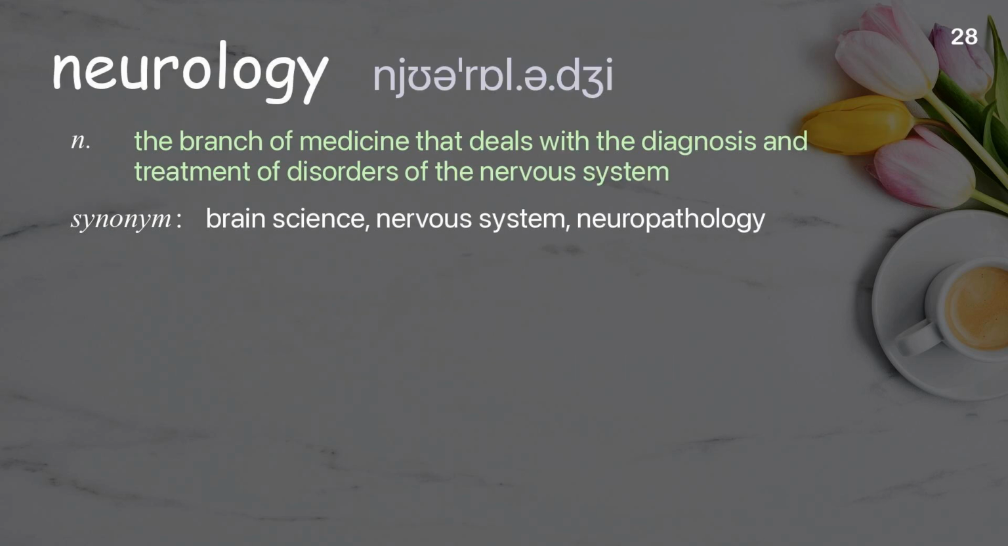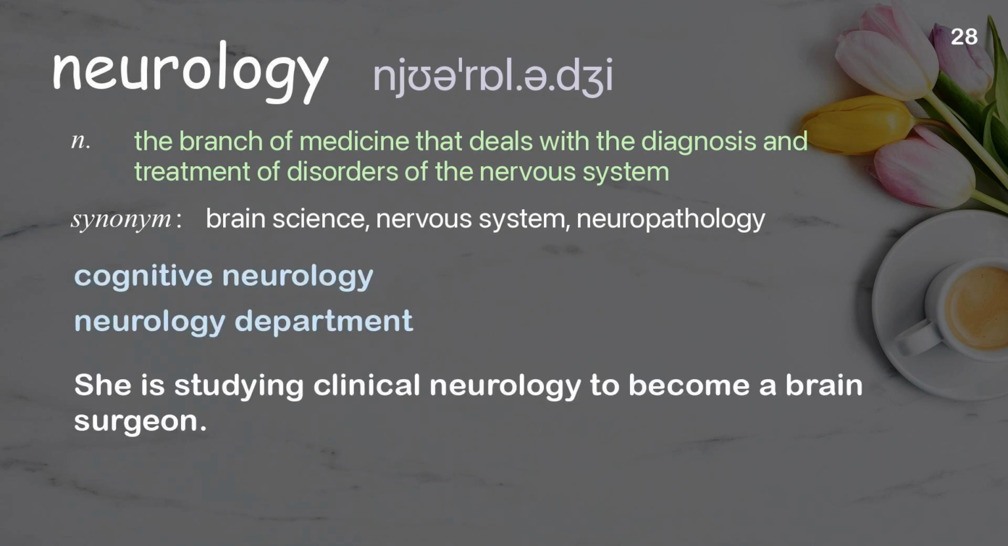Neurology. The branch of medicine that deals with the diagnosis and treatment of disorders of the nervous system. Examples: Cognitive neurology. Neurology department. She is studying clinical neurology to become a brain surgeon.